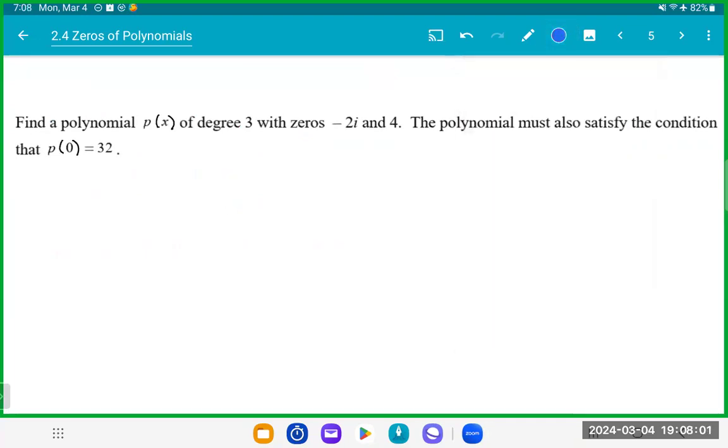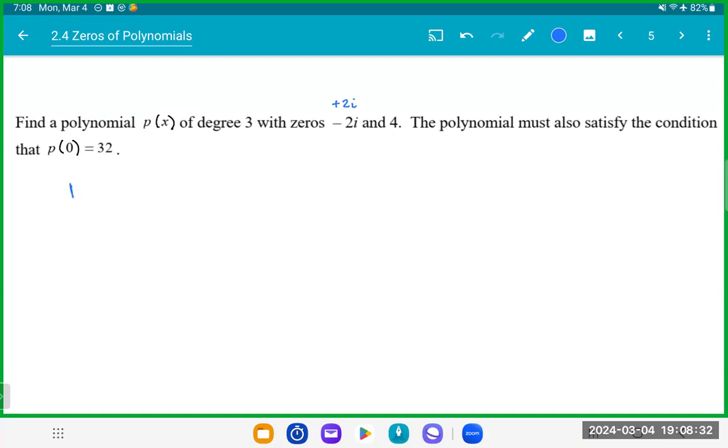All right, so here we want to find a polynomial of degree 3 that has the following zeros. Negative 2i means we also have to have a zero of positive 2i for that conjugate pair. And x equal to 4 is also a zero. But this time it tells us that when x is equal to 0, our solution is 32. So we can actually solve for a in this problem.